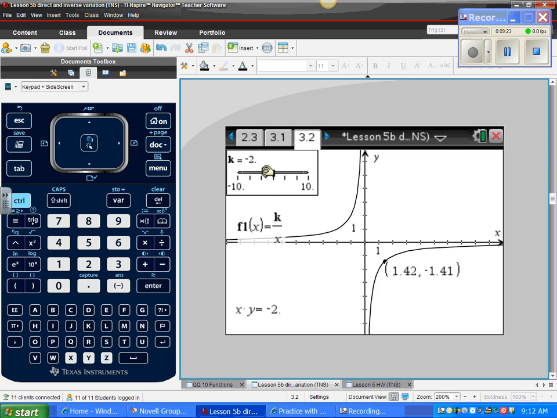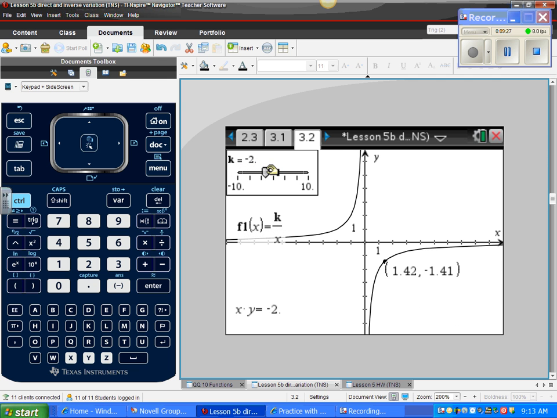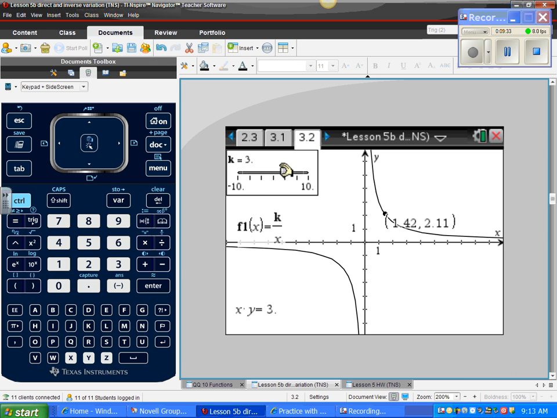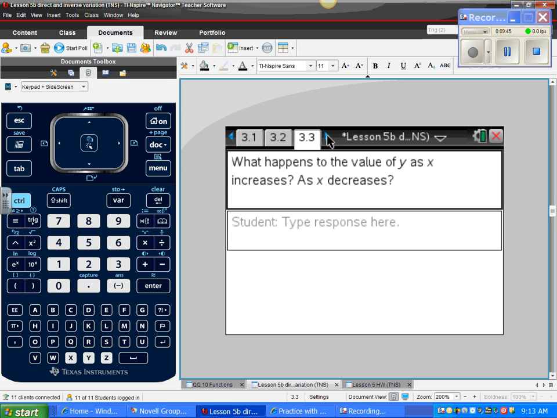What happens when we're negative? It switches sides. Give me another word. Quadrants. Good. So if it's positive, what quadrants are we in? 1 and 3. Yep. And negative? 2 and 4. We okay? Any problems? Odds and ends, right. Okay, so what happens to the value of y as x increases? So what happens to y as x increases?